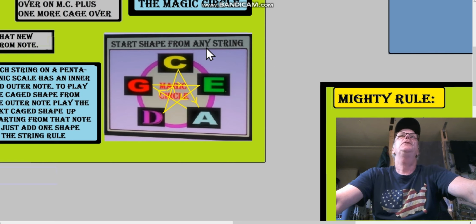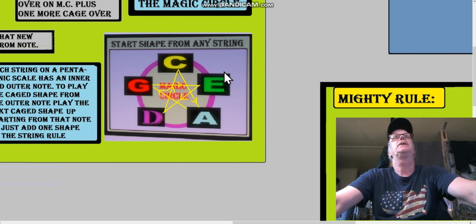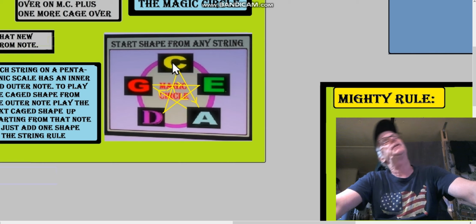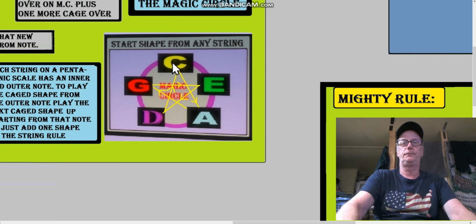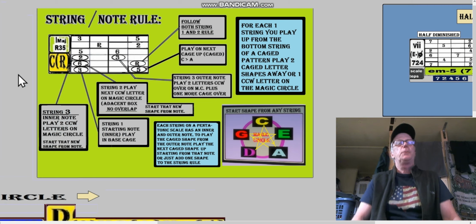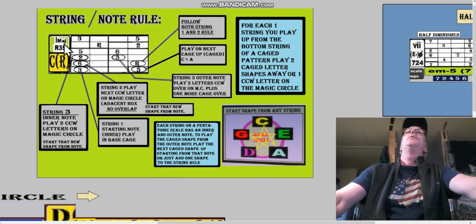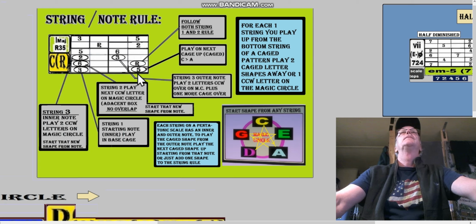But you can see the CAGED coming out of it is every other letter. So it's C, skip A, skip G, skip E, skip D. C goes to A goes to G, G goes to E goes to D, D goes to C. That's CAGED, built right into the magic circle. So here's what's going on. You look at one of these cages here. This is the C cage, and we're going to look at these notes here.